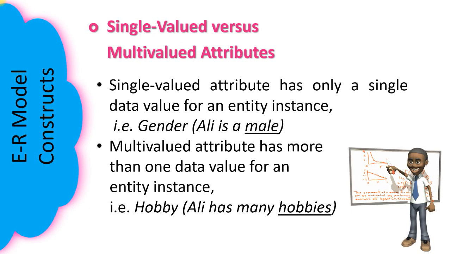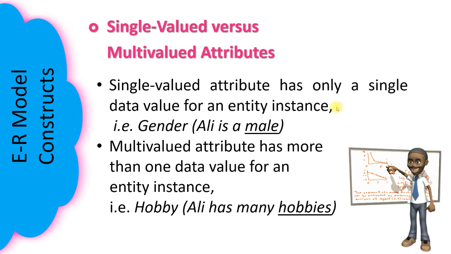Now let's move to the next classification of attributes. Here we have single valued versus multi-valued attributes. What is a single valued attribute? It is an attribute that has only a single data value for an entity instance.